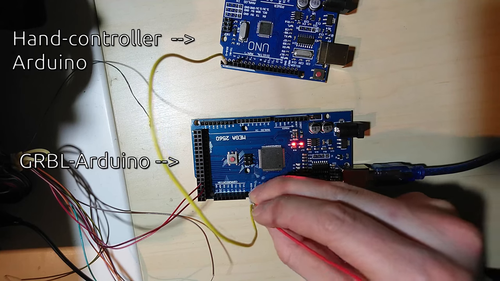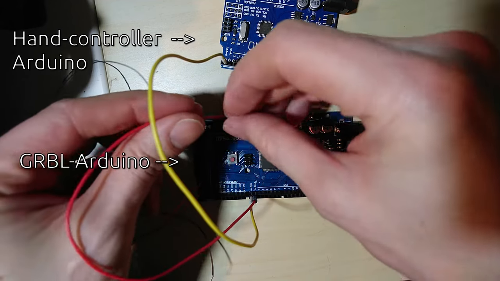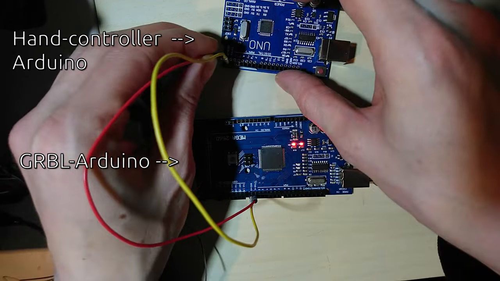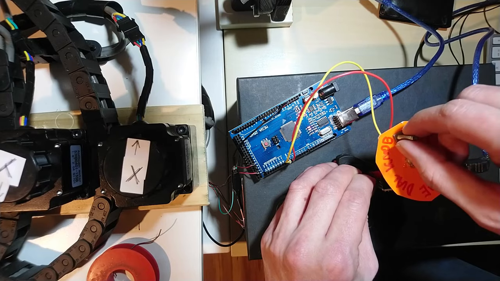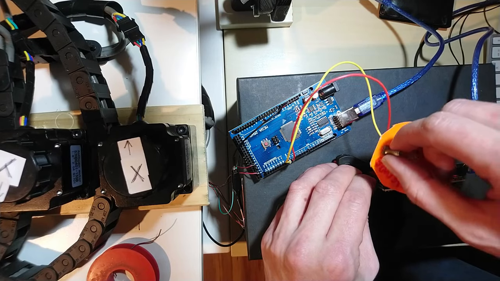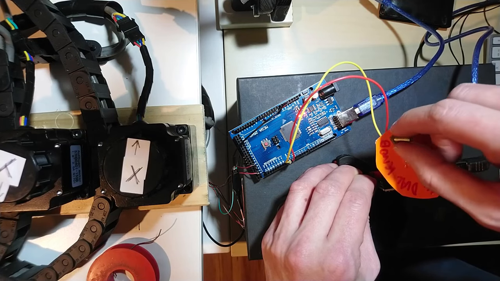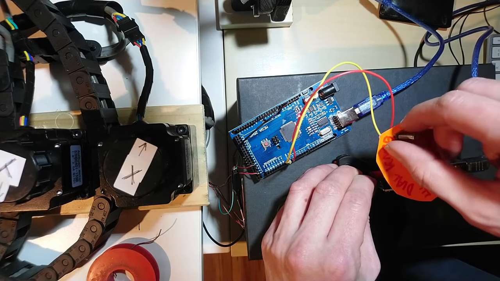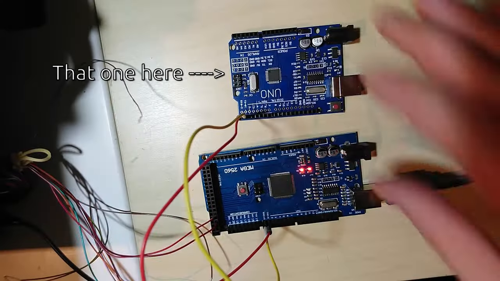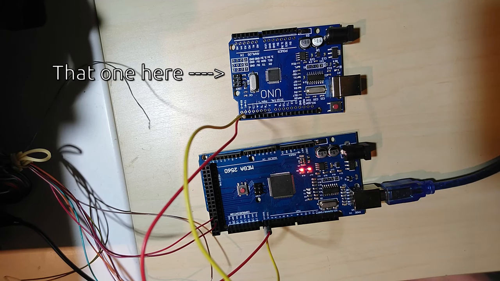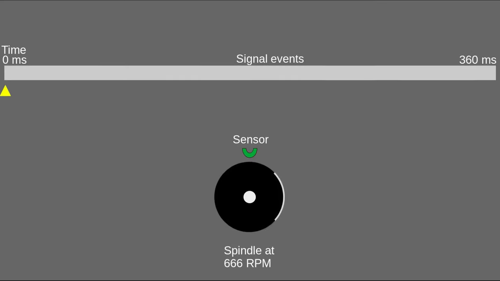I am planning to add two Arduinos to my control box. One that runs GRBL and controls the machine, and one that reacts to a hand controller and that sends G-code commands to the other one. That Arduino is otherwise pretty idle, and I think I can use it to count the RPMs of the spindle.